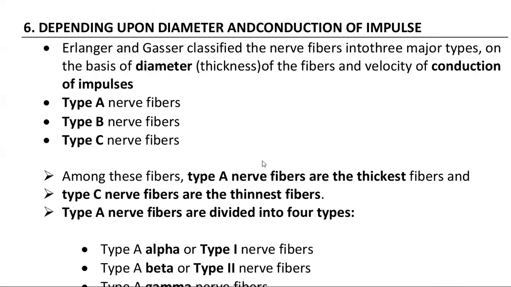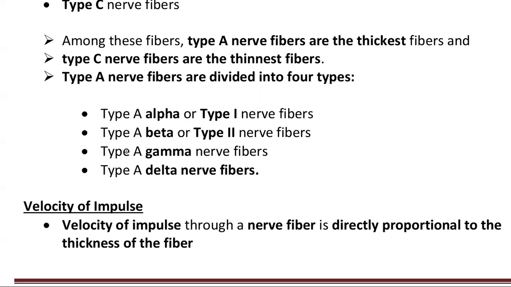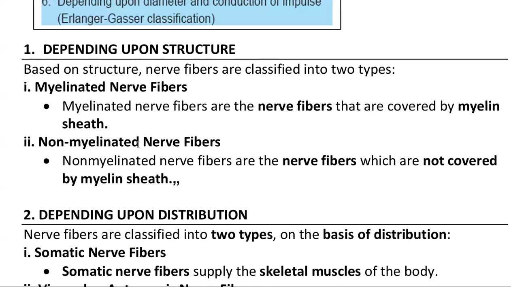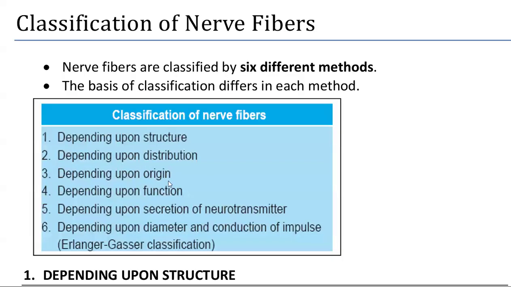Depending on diameter and conduction of impulse: type A, type B, type C. Type A contains alpha, beta, gamma, delta. So, structure, distribution, origin, function, secretion of neurotransmitter, diameter and conduction of impulse.